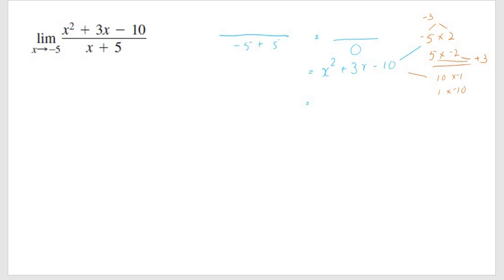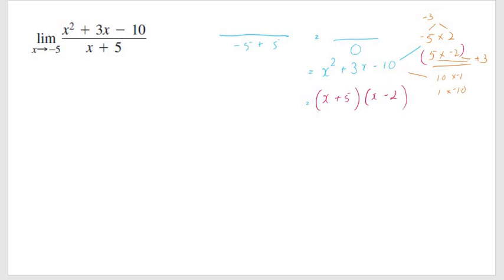When you add these factors, you get plus 3. So that is the correct value we need. Let me put that in different colors. So this is what we need. We take these two values and write the factors as x plus 5, x minus 2.